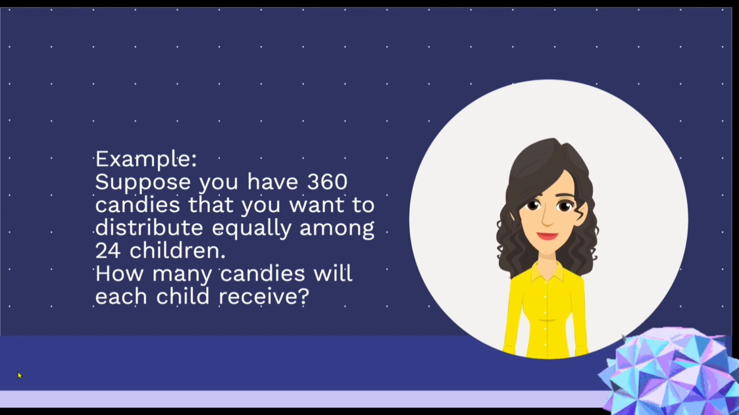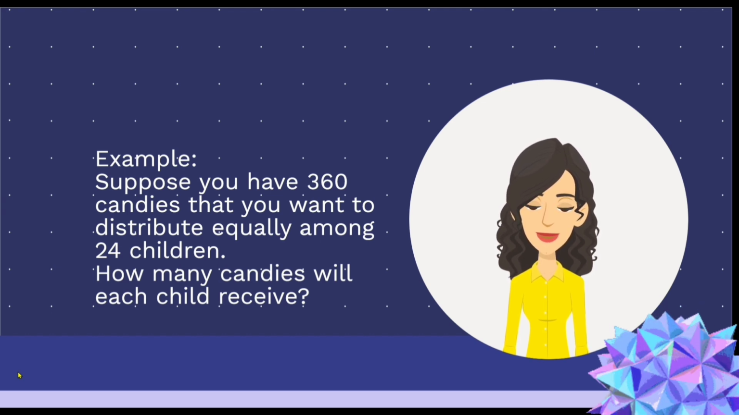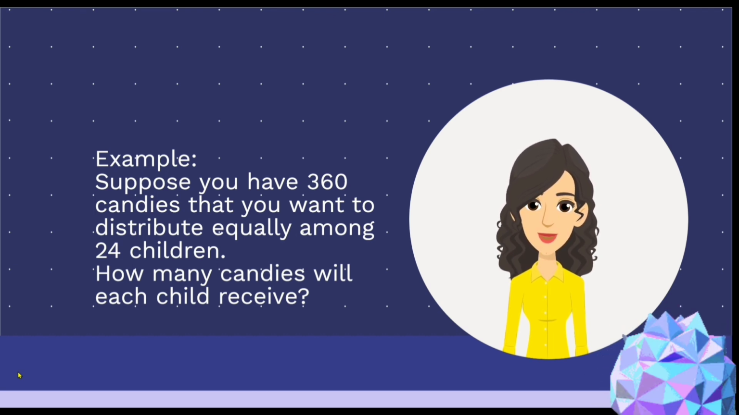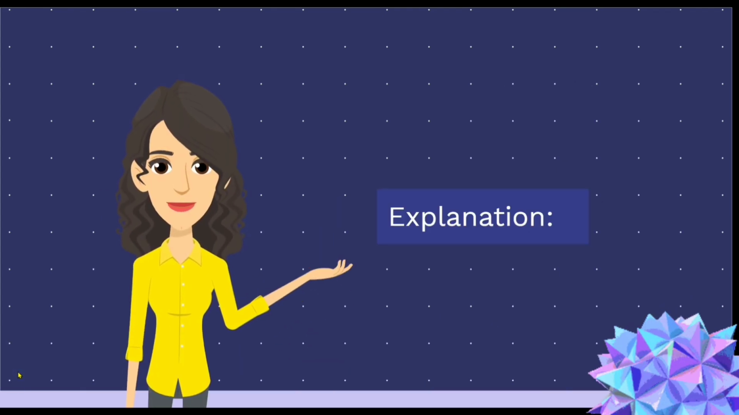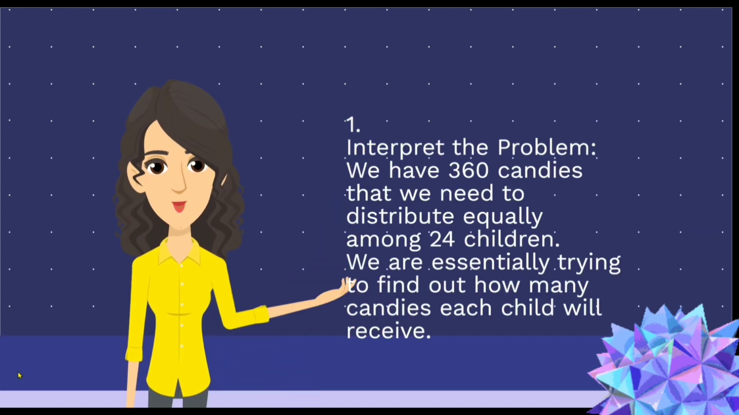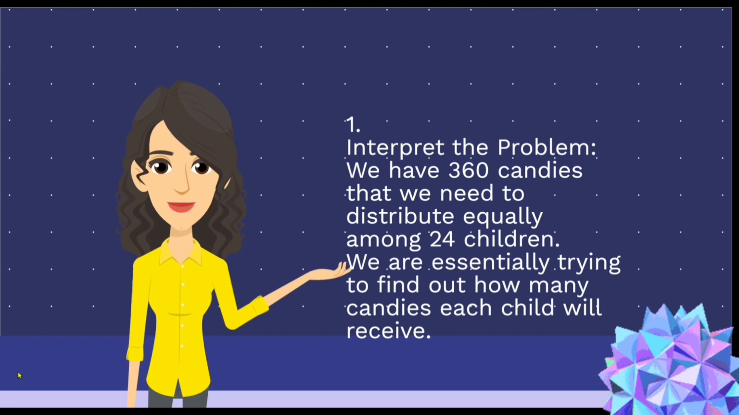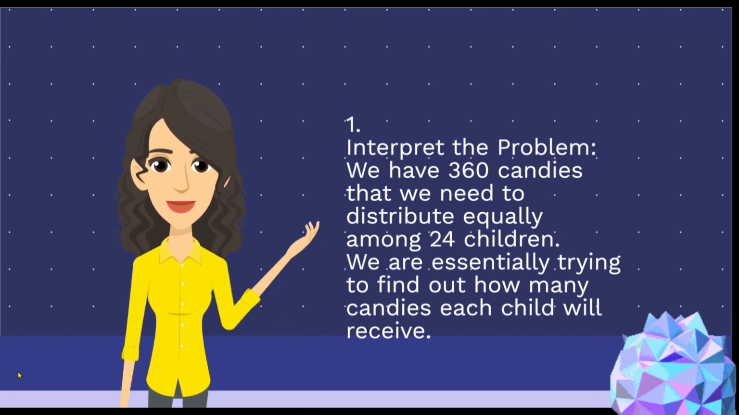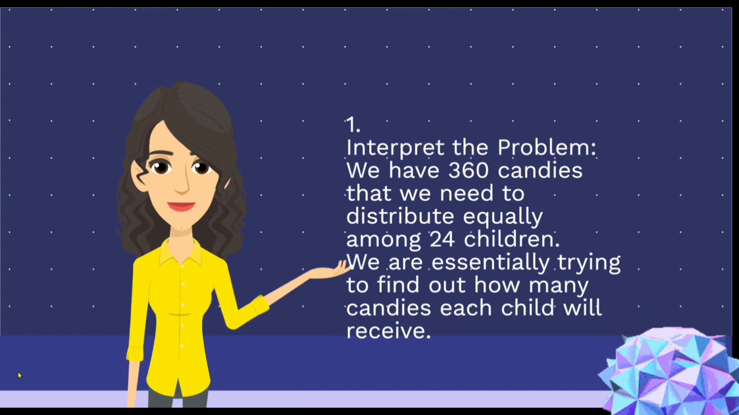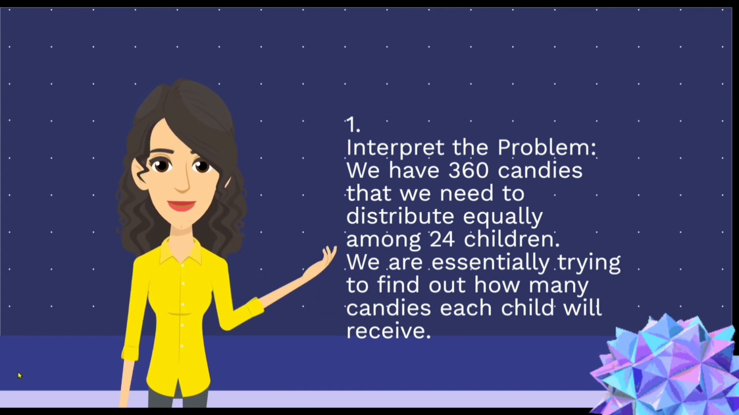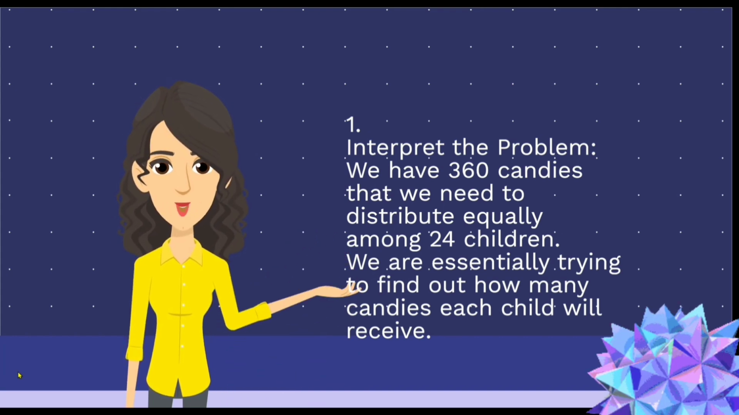Example. Suppose you have 360 candies that you want to distribute equally among 24 children. How many candies will each child receive? Explanation. 1. Interpret the problem. We have 360 candies that we need to distribute equally among 24 children. We are essentially trying to find out how many candies each child will receive.